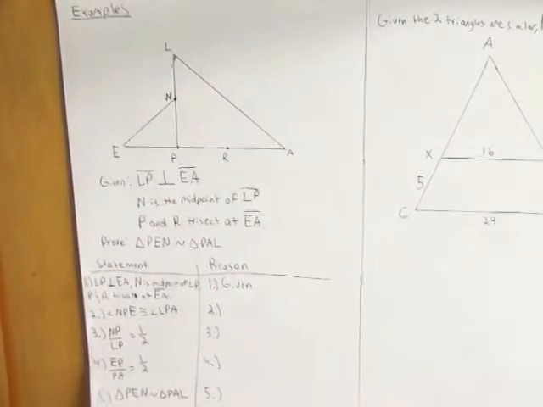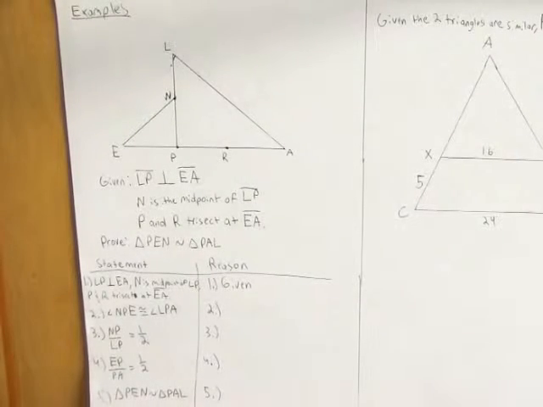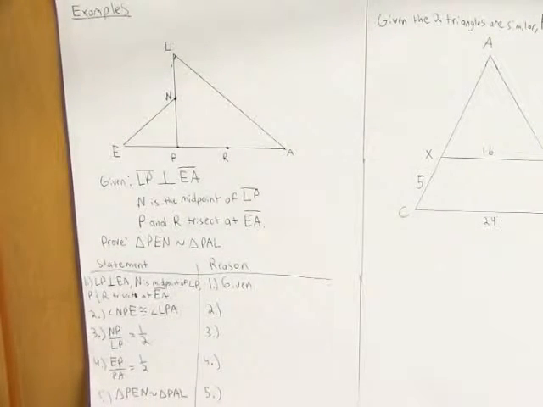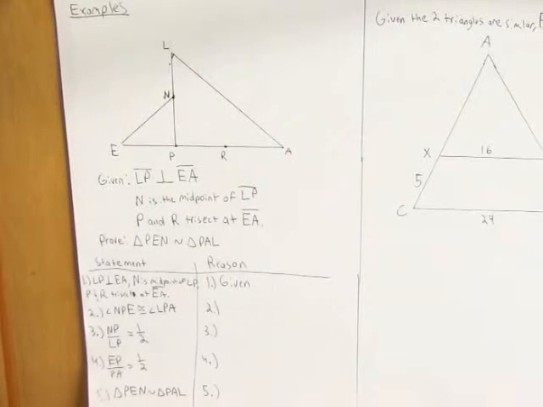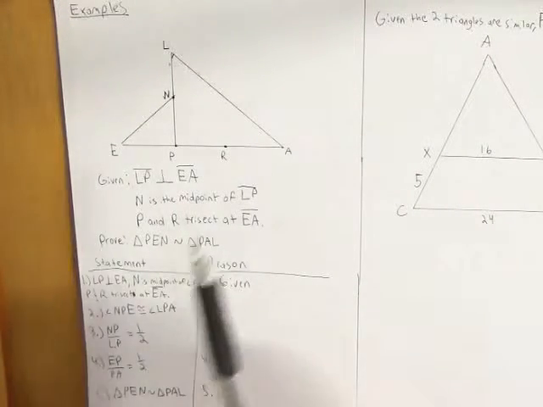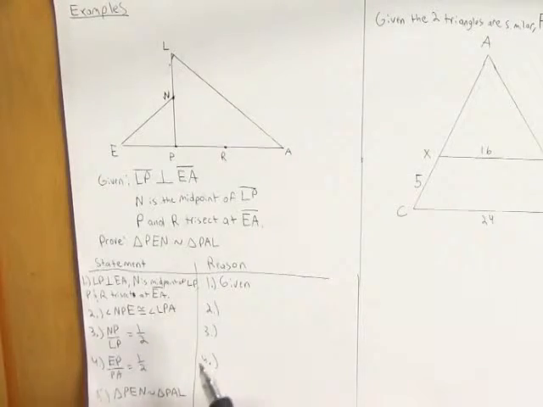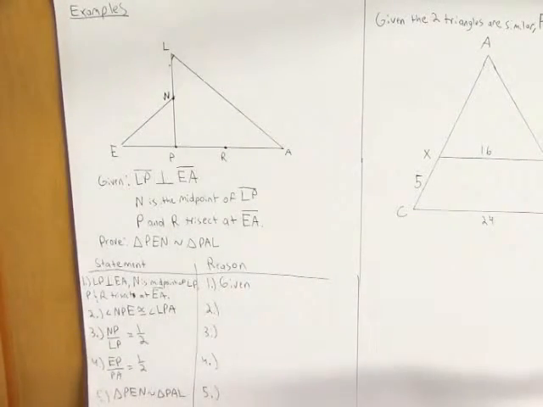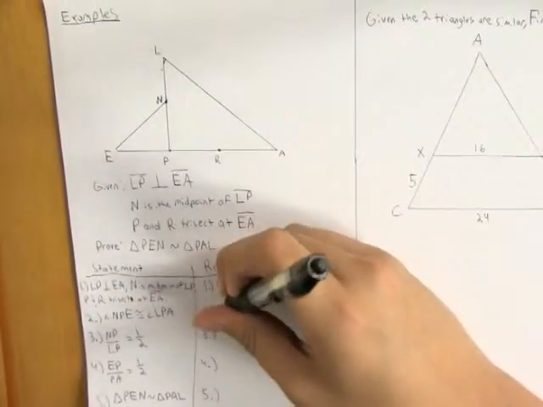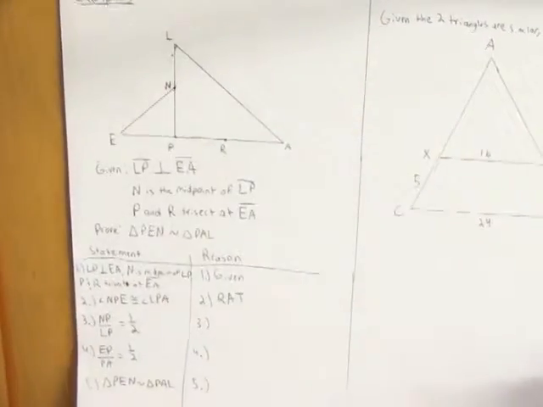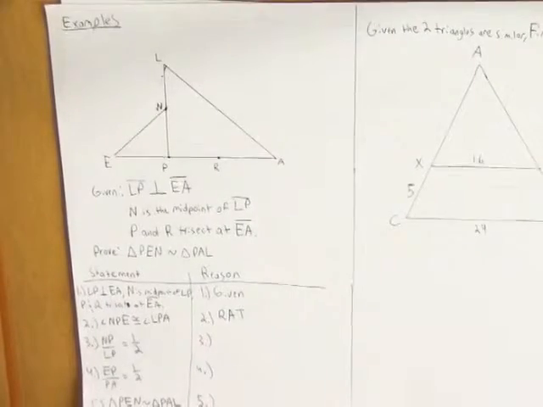Our first example should read: given LP perpendicularly bisects EA, N is the midpoint of LP, and P and R trisect EA. Now we have to prove that these two triangles are similar, and I already wrote down the given. Our first statement, second I guess, angle NPE is congruent to LPA because, since this perpendicular bisects, they're both right angles, so by the right angle theorem those two angles would be congruent.